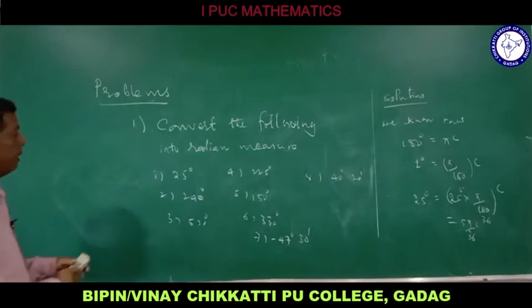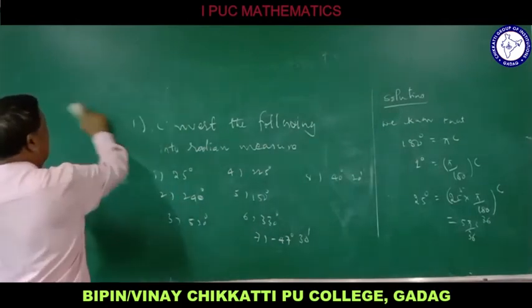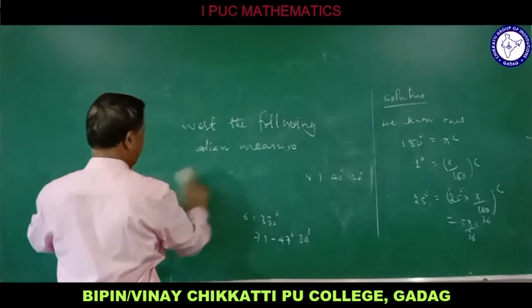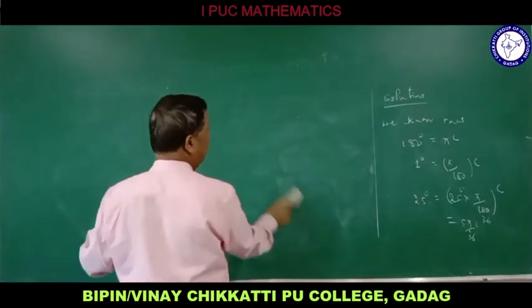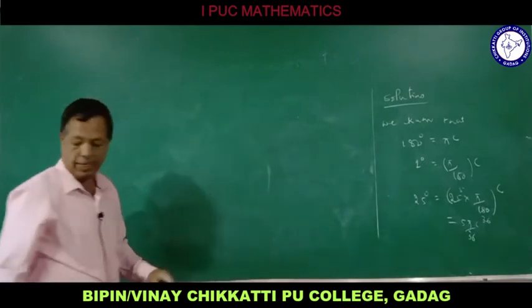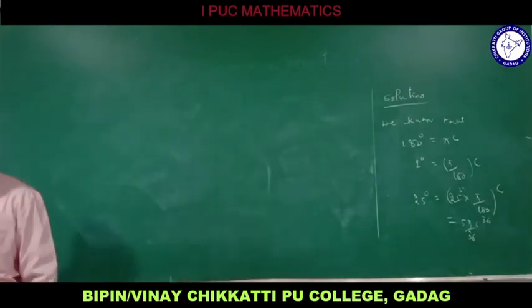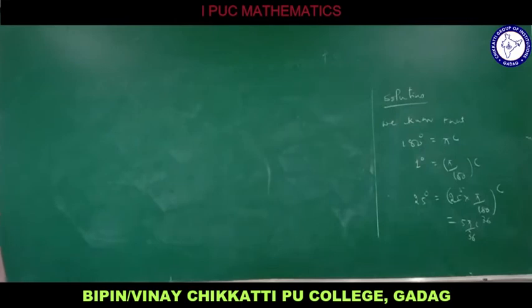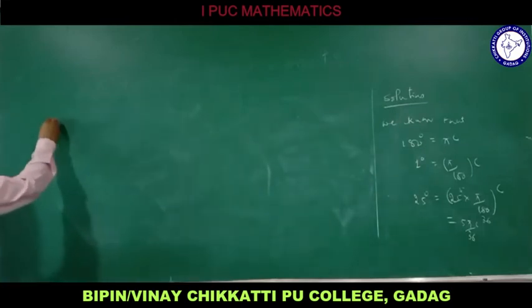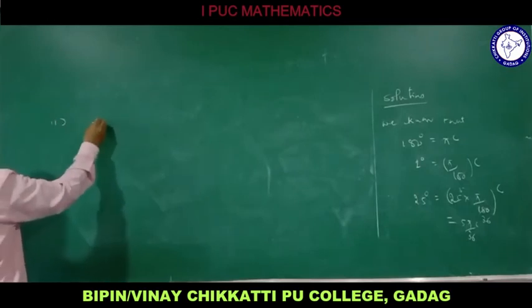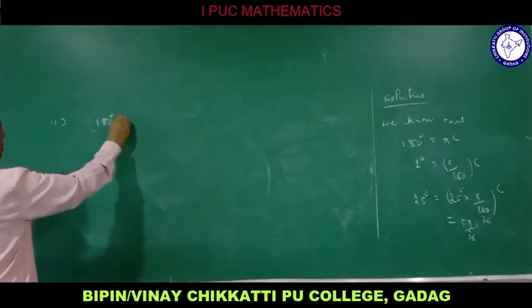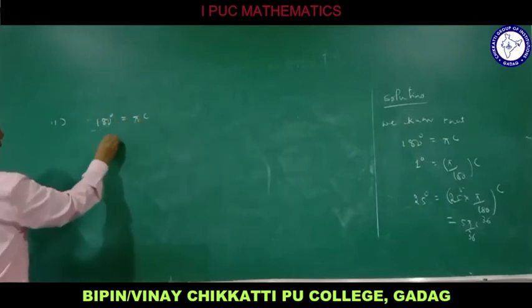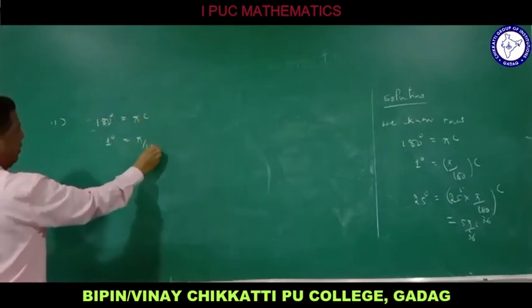So now I have to go for converting all the problems into radian. Converting degree to radian, only one I have done. So once again I say that 1 degree equals pi by 180 radian. So what is the second problem? 240. Once again, if you are getting confused, 180 degree is equal to pi radian, and 1 degree is equal to pi by 180 radian.